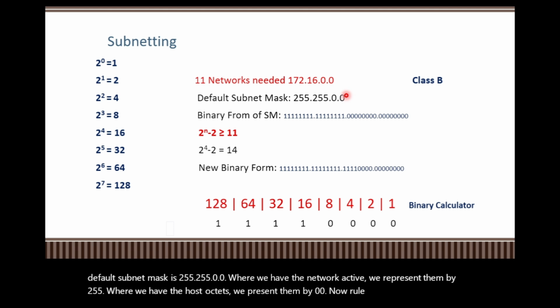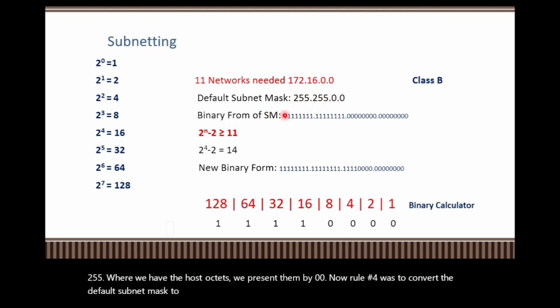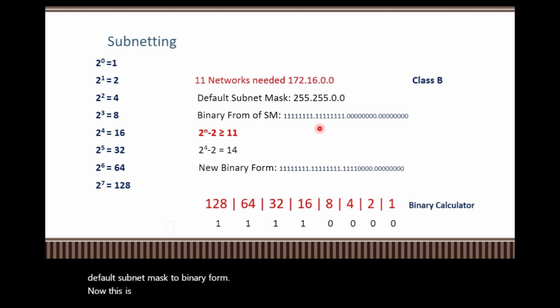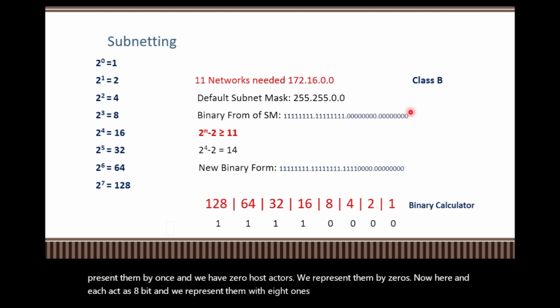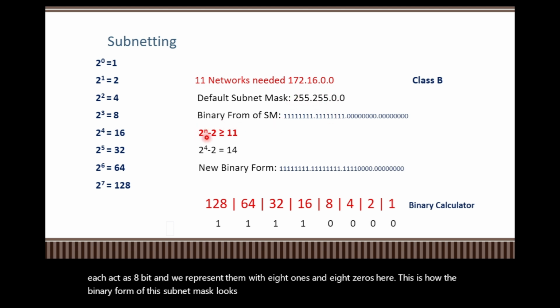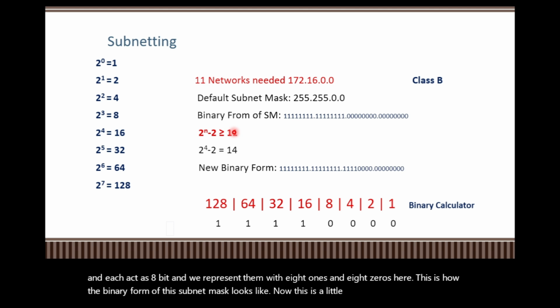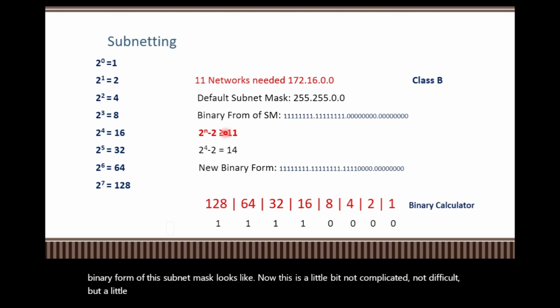Now, rule number 4 was to convert the default subnet mask to binary form. This is again easy and simple. Whenever we have the network octets, we represent them by ones, and where we have host octets, we represent them by zeros. Each octet is 8 bits, so we represent them with 8 ones and 8 zeros. This is how the binary form of this subnet mask looks. This is not difficult, but it needs a little concentration, but we will make it very easy for you here.